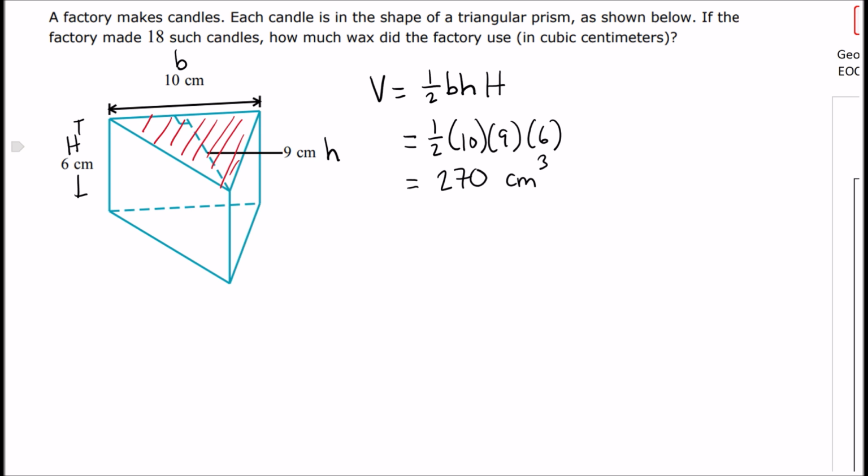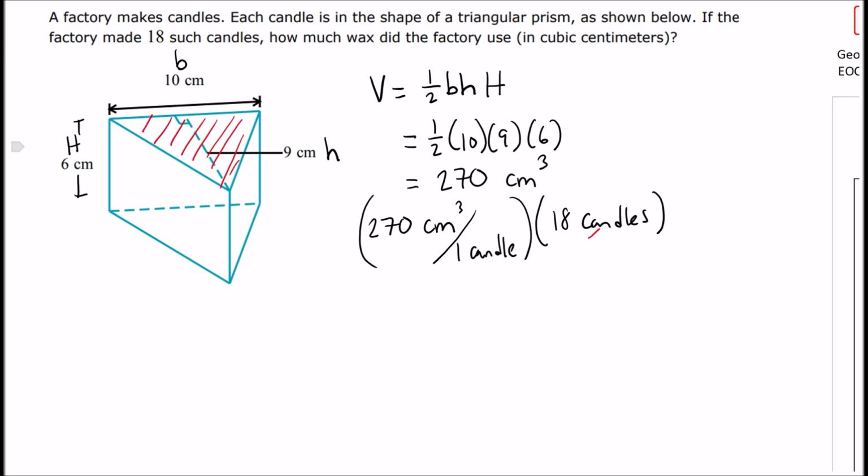centimeters cubed. Now this is for one bottle, okay? So this is for one bottle or one candle, okay? So we get 270 centimeters cubed for every bottle, for every, I keep saying bottle, candle. And so we need to multiply that by 18 candles, right? Because this is only for one candle, so we're going to multiply that by 18 candles.